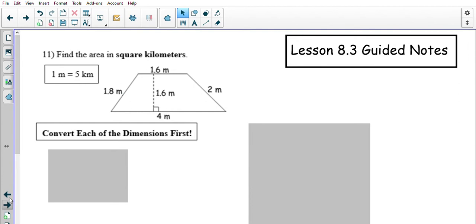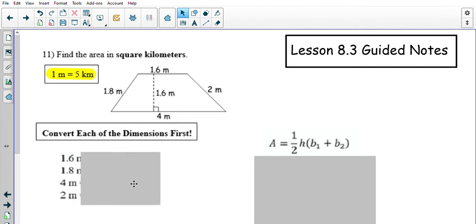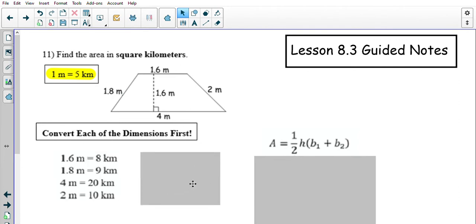In our example number 11, we've got 1 meter equals 5 kilometers, which I'm going to go ahead and highlight here in yellow. It means that 1 meter on this drawing or model that we have represents 5 kilometers in real life. So I suggest converting each of the dimensions first. Now this is a trapezoid, so we're using the formula half times the height and then b sub 1 plus b sub 2. So I want to look and see. It looks like I did convert them all. Okay. So I'm going to just pull this off and then I'll explain how I got these. So I converted all the dimensions, even the ones I didn't need. So you wouldn't actually have to convert all of those. We'll talk about that in a moment.